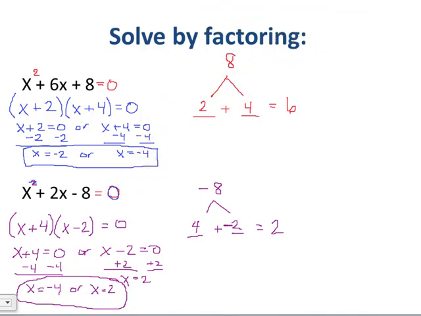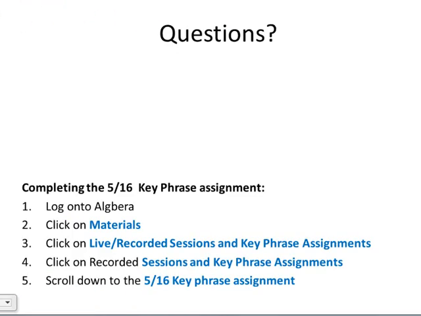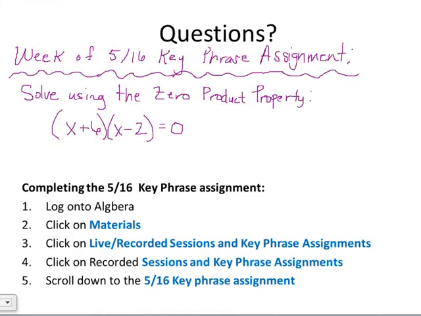That's it for this recording. I'm going to go to that last slide that has a key phrase assignment. If you need more time here, go ahead and click pause. Otherwise, here we go. I'm going to put up the key phrase assignment, your last key phrase assignment for the school year.